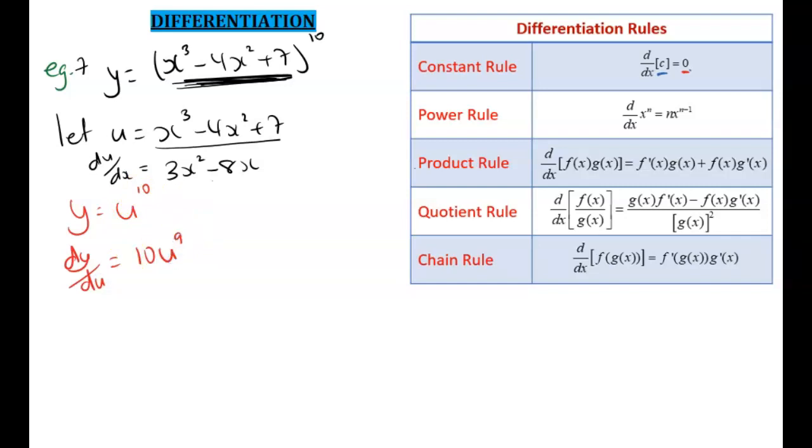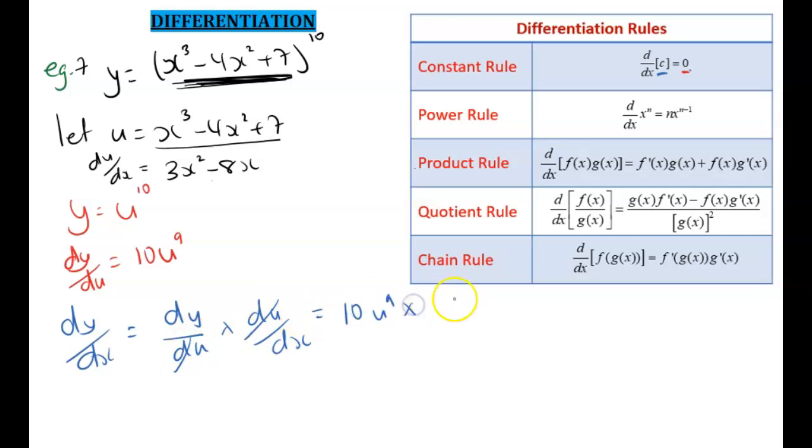Now, how do I get my answer, which is to differentiate? I want to get dy/dx. Well, that's simply by taking dy/du and multiplying by du/dx. What will happen? The two du's will cancel. So I'll have 10u to the 9 multiplied by 3x squared minus 8x.